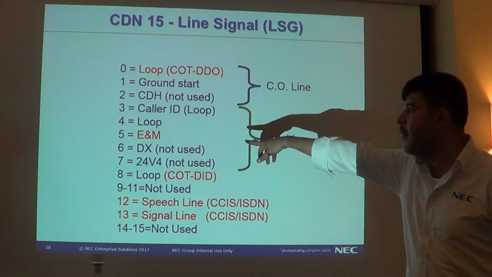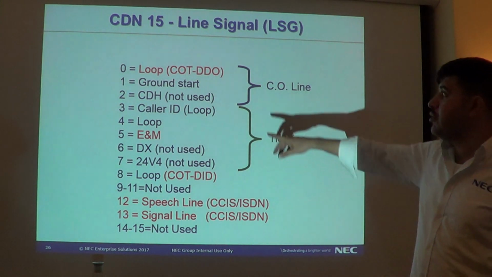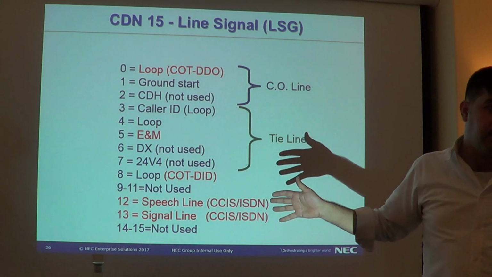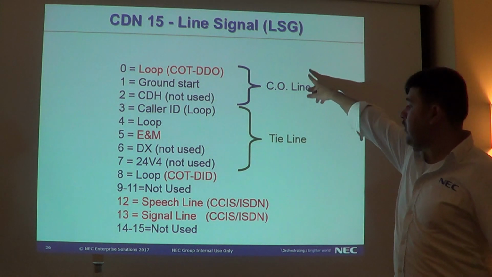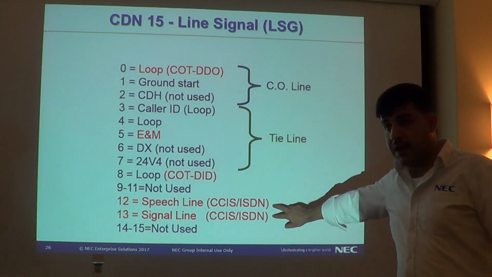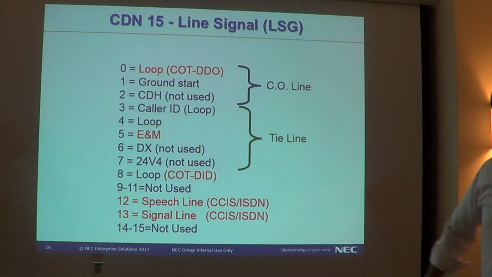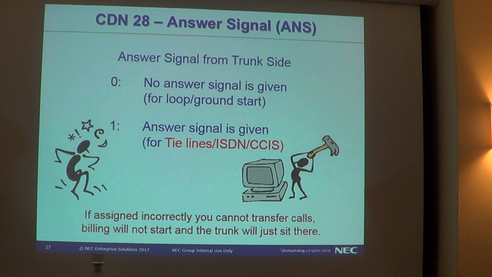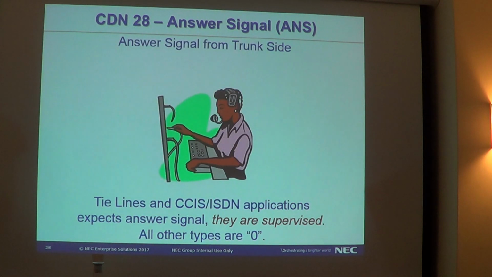You could go with E&M, but you will have only dial pulse. But if you change it to loop start as an E&M, it will be fine with push button. Mainly these two types are really used. 12 and 13 are used mainly for ISDN, CCIS, and MGSID as well. Do you expect an answer signal? Answer signal is mainly for lines where I have a control channel like CCIS, ISDN. So always one for tie line and ISDN. Answer signal from the trunk side, as I said, is mainly for CCIS and ISDN.